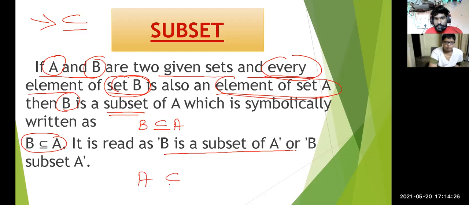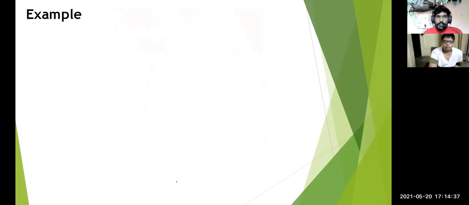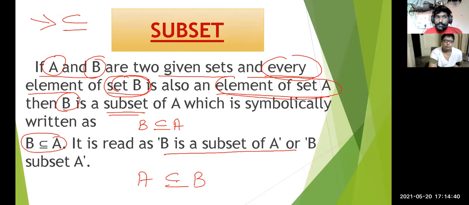If it is written the other way, then you read it as A is a subset of B. Now understand the meaning of this definition clearly. Every element of set B is an element of set A. Is it like equal sets? No, it is not. In equal sets, all the elements of set A and set B should be the same. But in a subset, elements of set B should also be in set A, but it is not necessary that elements of A should be in B. We'll do an example and you will understand.